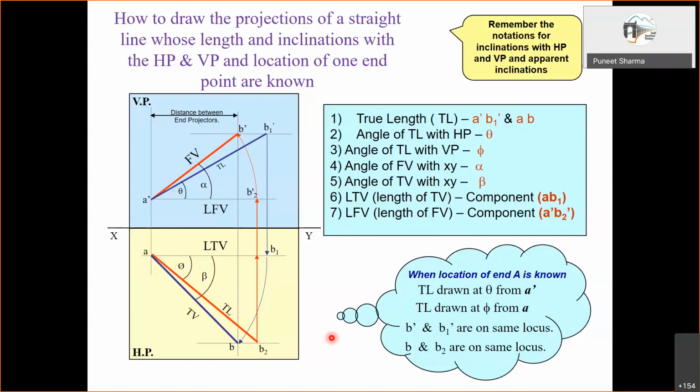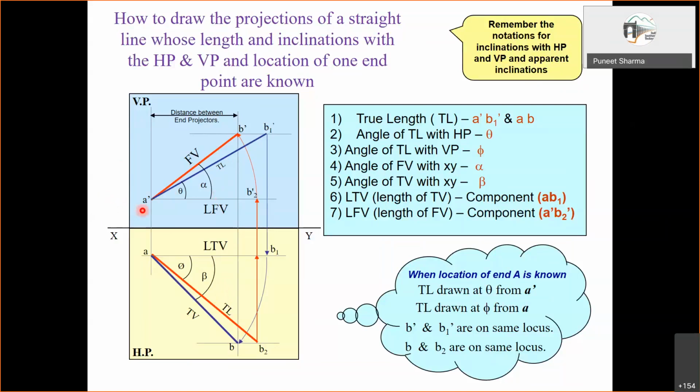Likewise, alpha is inclination of front view with the XY line. Beta is the inclination of the top view with the XY line. Okay. Also, in the corresponding diagrams always try to name the same.